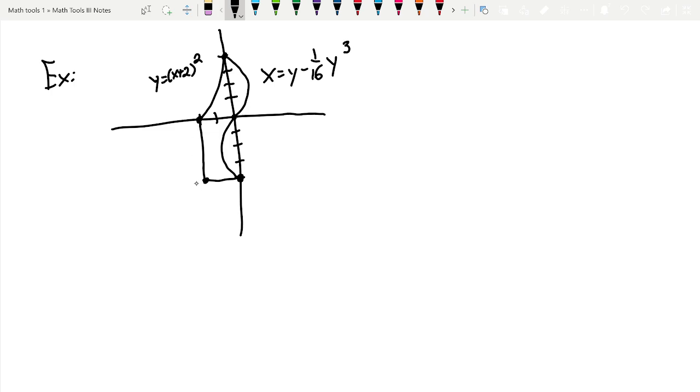And then this is just a line right here, and this is just a line right here. All the tick marks are just one length. So this point is (0, -4). This point is (-2, 0), which would make this point (-2, -4). And then that top point is (0, 4).